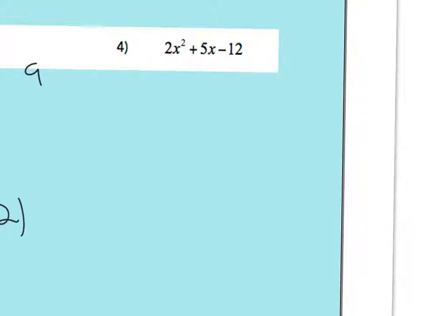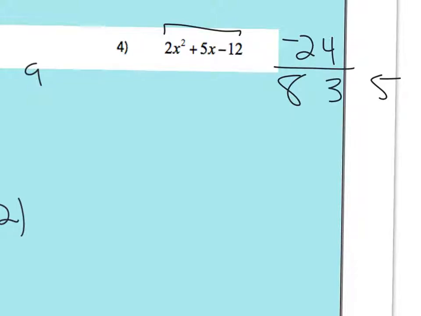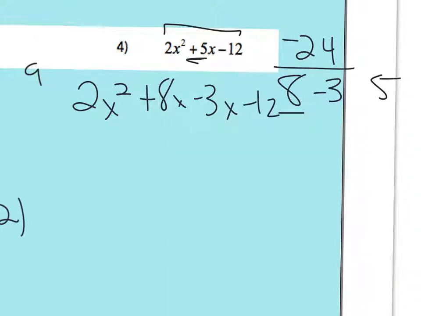So for this one, 2 times negative 12 is going to be negative 24. So what multiplies to get that and adds to 5? Well, start playing around with factors. 8 and 3 kind of works with me there. So I think 8 and a negative 3 is going to work. Now remember, this has got to be a positive 5x, so I want the 8 to be positive. So I want to go 2x squared plus 8x minus 3x minus 12.